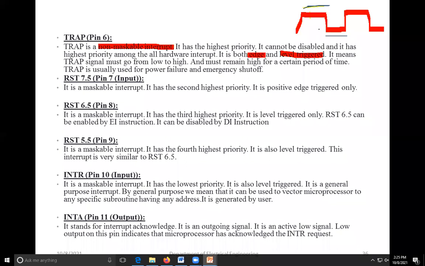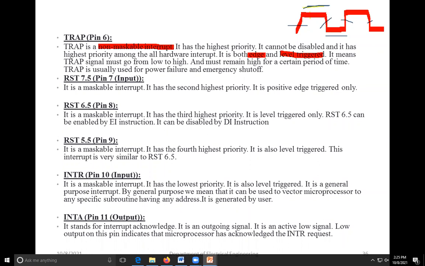And what is meant by the edge triggering? This is the edge triggering. What is the meaning of that? The meaning is that when you give a trigger to your trap signal or any interrupt signal, if it is an edge trigger device and the clock edge is given, then it will be activated. If it is given to the level triggering, then it will be activated. Means to activate anything, we have to give an edge trigger or a level trigger. So this is the trap signal.